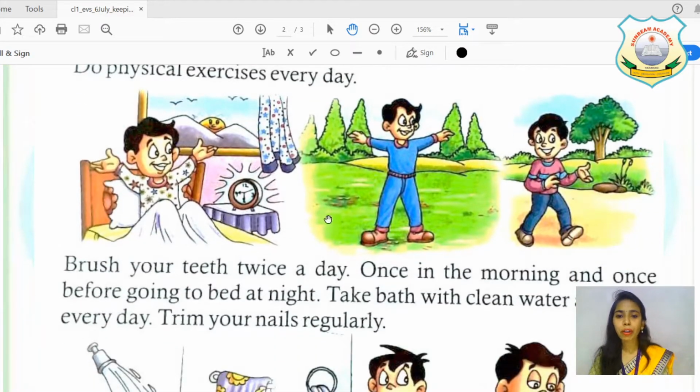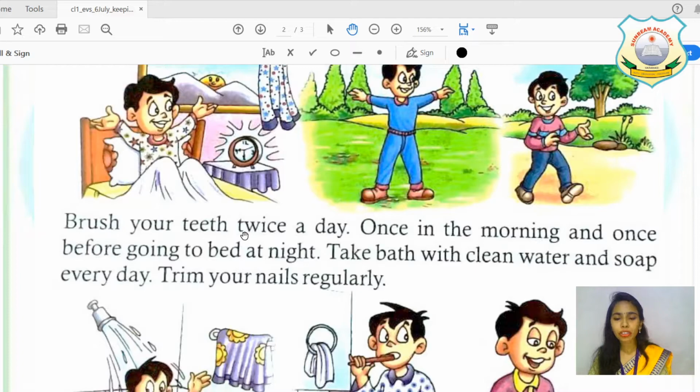Now let's talk about the next point. Brush your teeth twice a day. Yes, you need to brush your teeth twice a day. Once in the morning and once before going to bed. Generally, what you all do, children, is in the morning you brush your teeth, but at night you don't. But this is wrong. Why? Because, children, throughout the day you eat so many things, right? And everything is there, stuck inside your mouth.